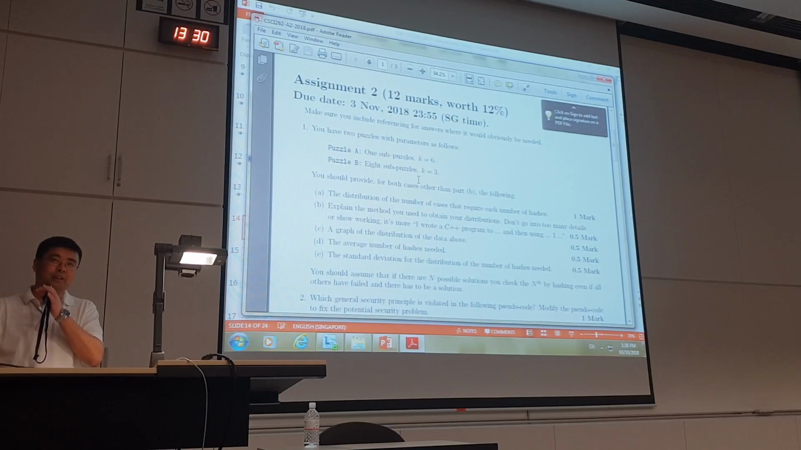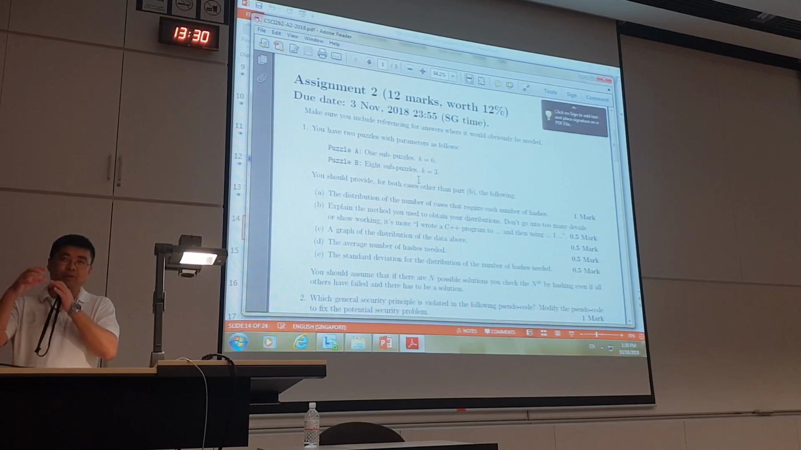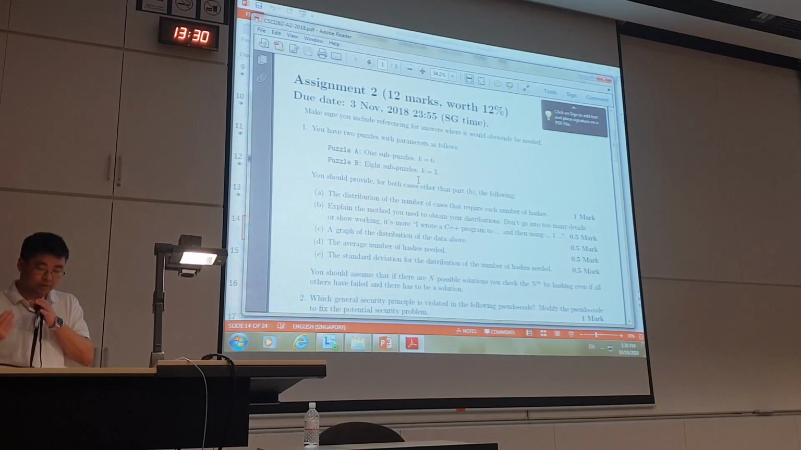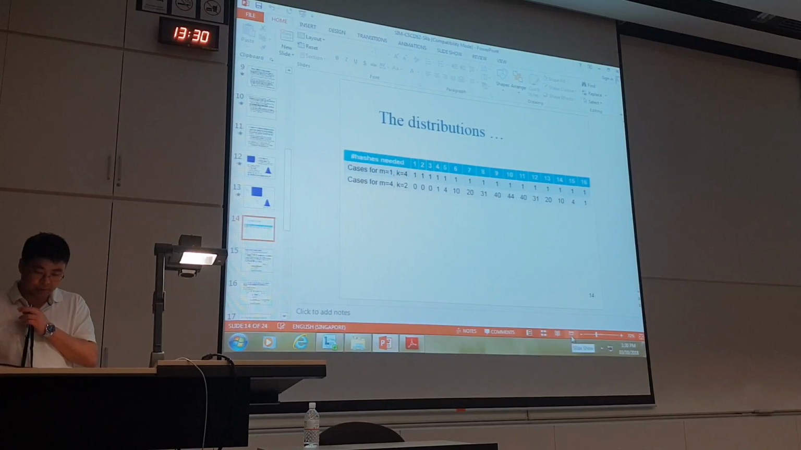You can simply write a C or C++ or Java program to see, if you sum up all the possible numbers of hashes, what the distribution will look like. So you can simply write a program to do that. Okay, so this is what you need to do in assignment 2.